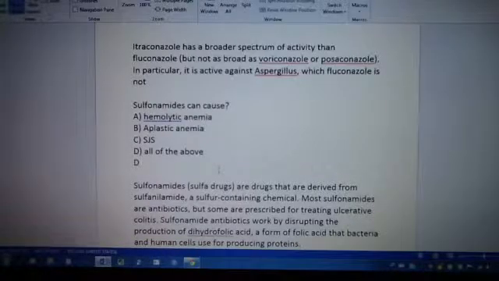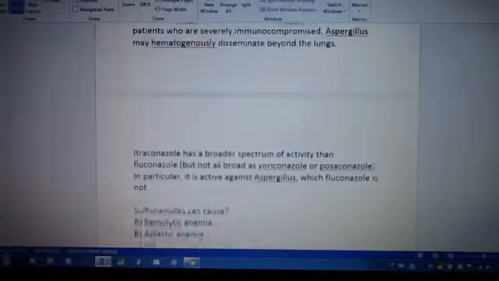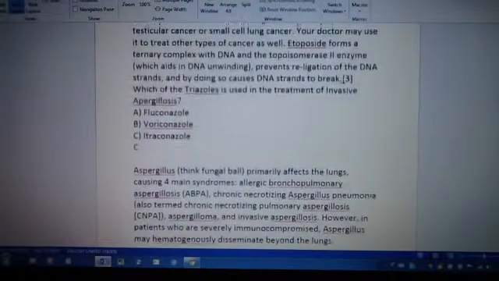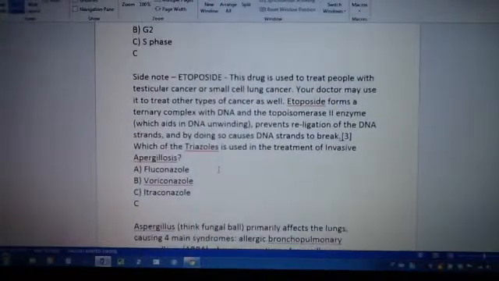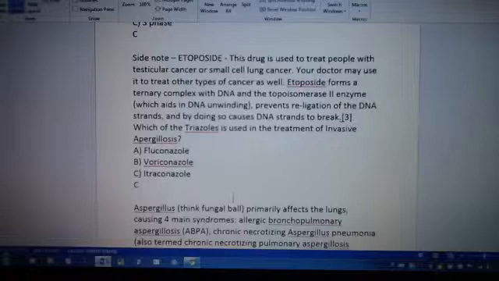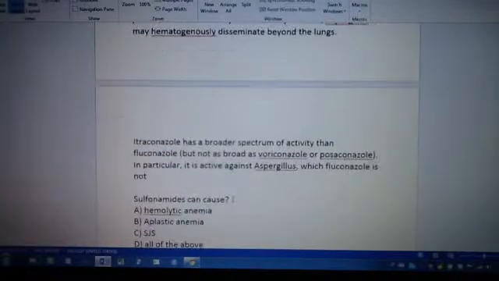So continuing on, we just talked about itraconazole and how itraconazole is the treatment for invasive aspergillosis. Okay, moving on.